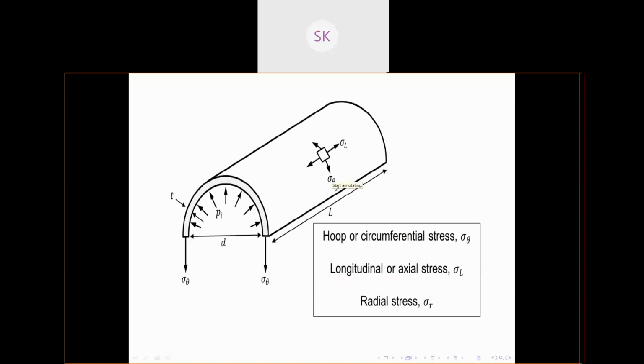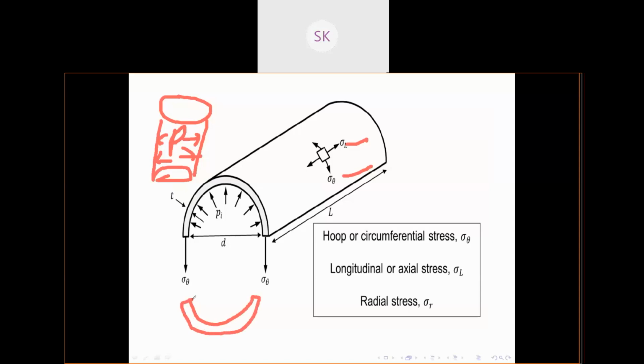So circumferentially, this is sigma T, and this sigma L is your longitudinal stress. These two are the major stresses in thin cylinders, and this P is the internal pressure due to fluids acting on the walls. If this is your cylinder, your P is acting on this wall, internal pressure. Same way, there will be a downward part section. This is the thickness of the shell.